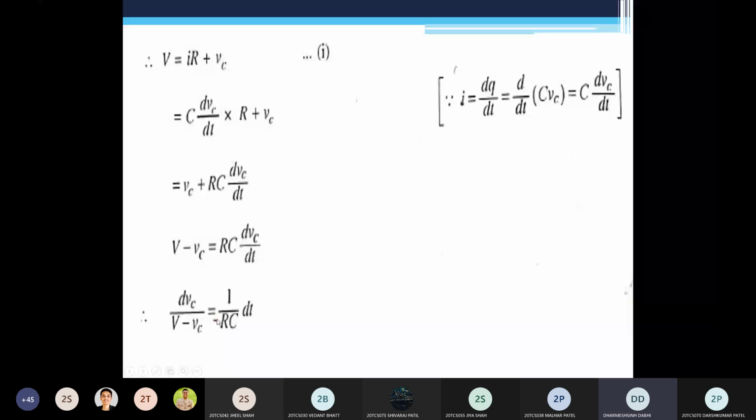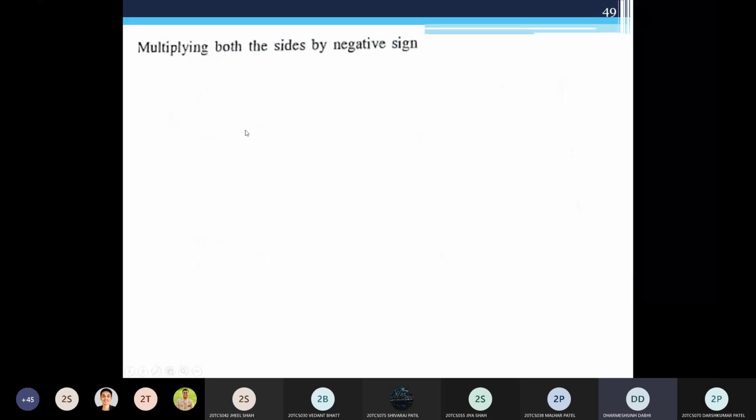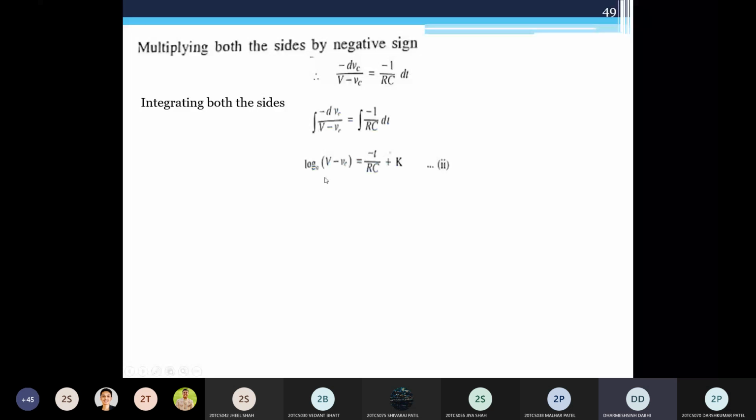Now take the integration of this equation. So by multiplying by a negative sign on both sides, right-hand side and left-hand side, and then after taking the integration on both sides, you get the answer: log of V minus vc.